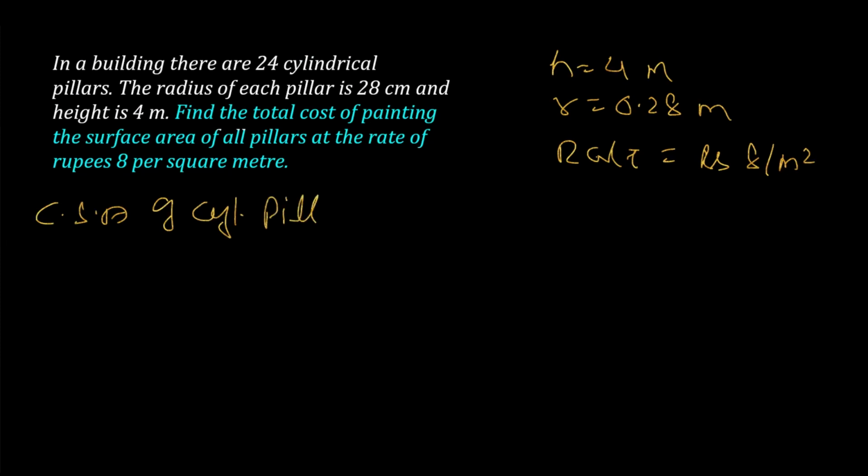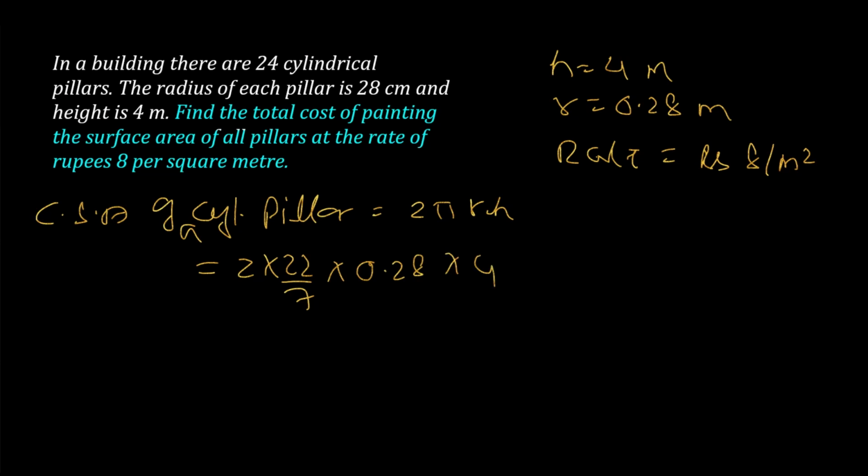And that's for one. Curved surface area of a cylindrical pillar is 2 pi R H. So if I replace pi with 22 over 7 and the radius is 0.28, multiplied by the height, which is 4. We can reduce here. 7 one time, 7. This will be 4 times, so 0.4. So this is 44 and 4 into 4 is 16, 0.16. That's for the one. Now if I multiply this, 44 into 16 is 704. So it should come as 7.04.